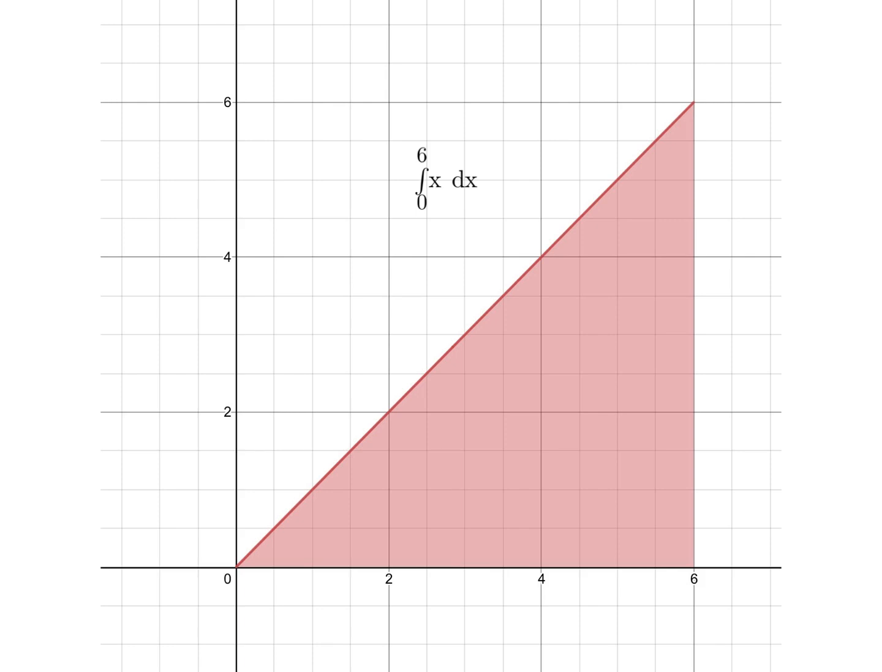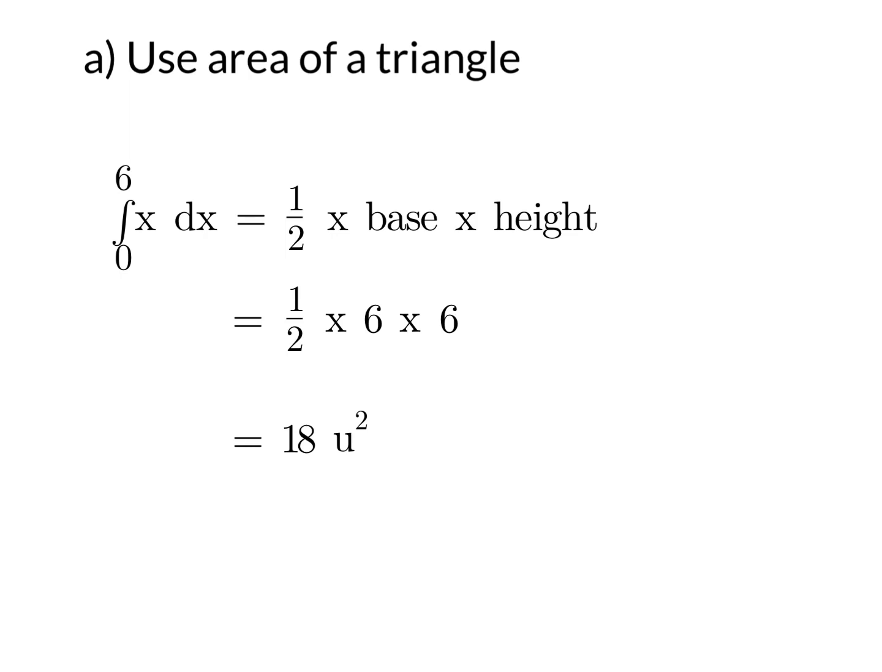So the function is y equals x, such as the graph of y equals x, cut off from 0 to 6. And you can see that the area between the curve, or the straight line in this case, the x-axis, and between 0 and 6 is a triangle with a base of 6 and a height of 6, giving us an area of 1/2 times 6 times 6, which is 18. So that's the area of the function x between 0 and 6.